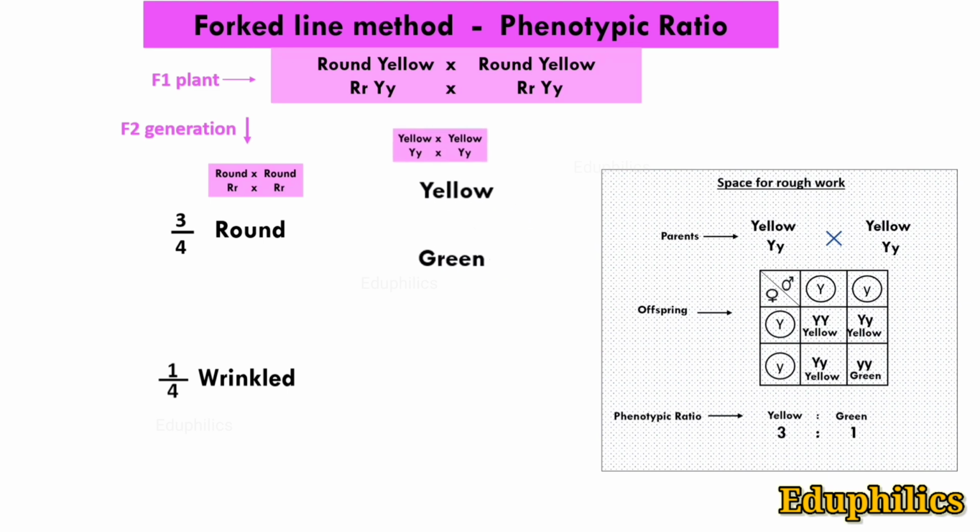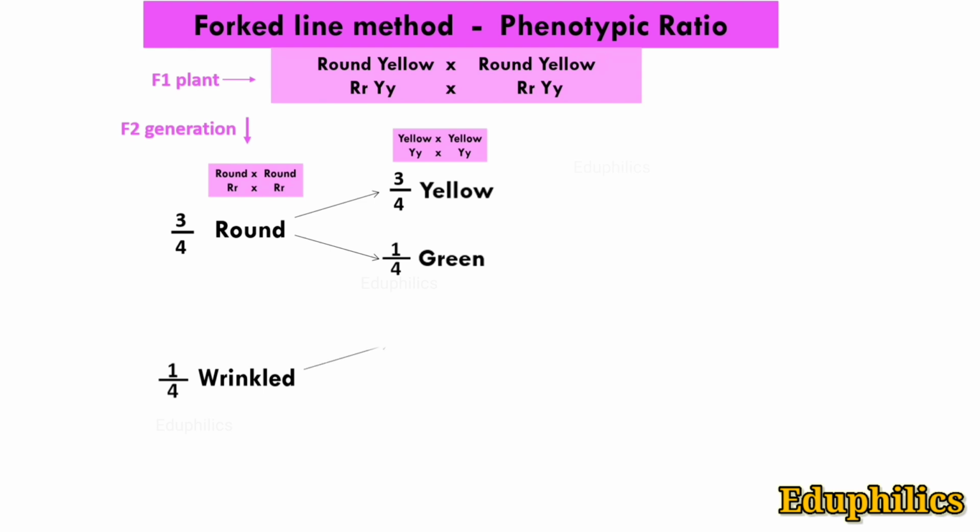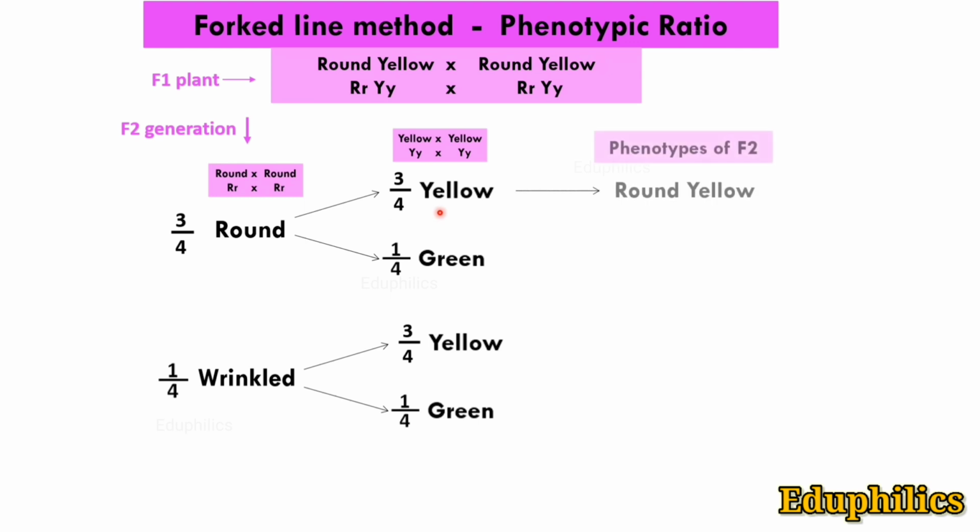In the ratio of 3 is to 1, that means 3 by 4 is to 1 by 4. This means if a seed inherits round shape, it may inherit yellow cotyledon or a round seed may inherit green cotyledon. We are actually writing the possible combinations of phenotypes here. Likewise, a wrinkled seed may also inherit yellow cotyledon or green cotyledon. Let's write these two traits together as in dihybrid cross, which is round yellow.